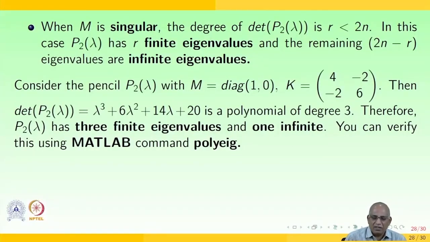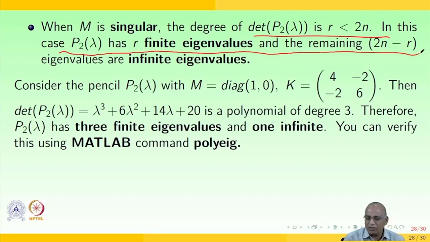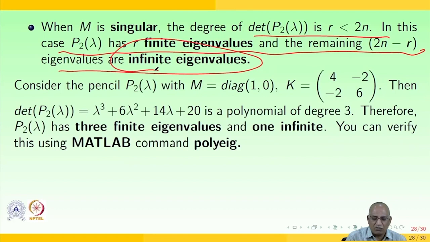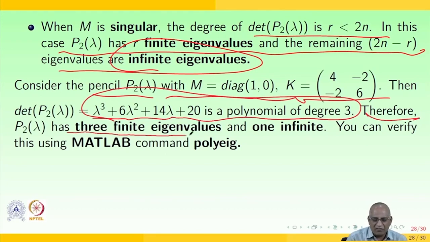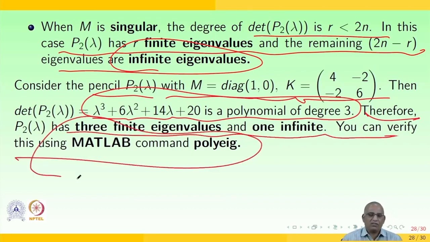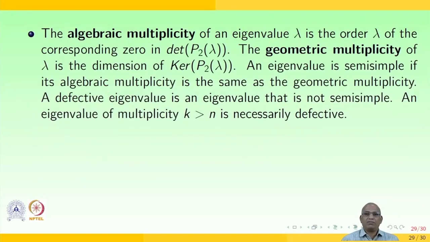When M is singular, the degree of P2(lambda) is r less than 2n. In this case, P2(lambda) has r finite eigenvalues and the remaining 2n minus r eigenvalues are infinite eigenvalues. Consider the pencil P2(lambda) with M equal to diag(1, 0) and K equal to [4, minus 2; minus 2, 6]. Then the determinant of P2(lambda), that is lambda cubed plus 6 lambda squared plus 14 lambda plus 20, is a polynomial of degree 3. Therefore, P2(lambda) has 3 finite eigenvalues and 1 infinite eigenvalue. You can verify this using a MATLAB command if you try it in MATLAB.